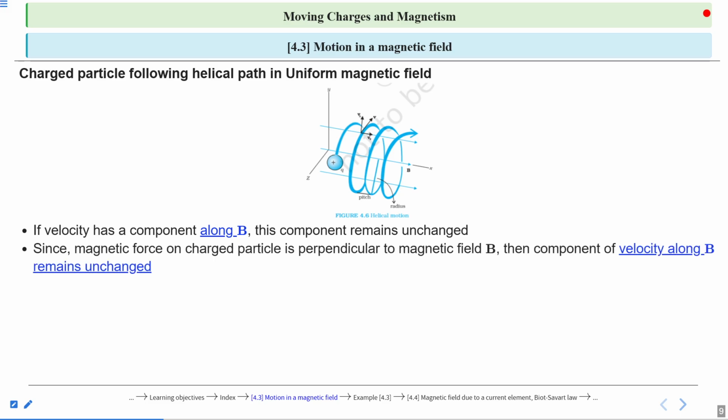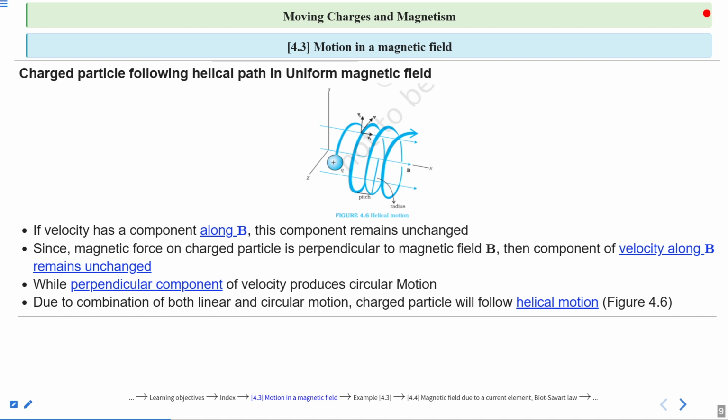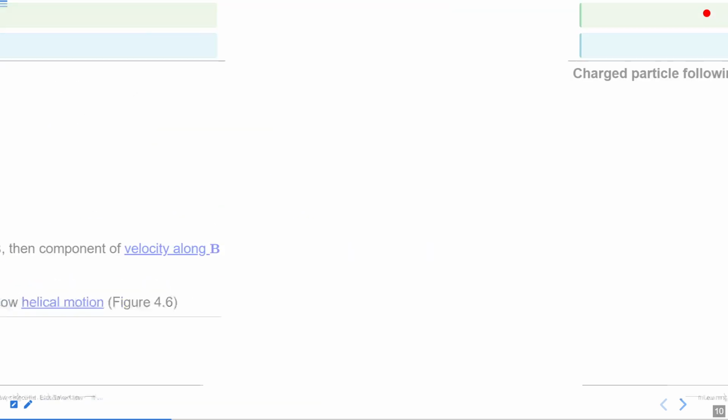Since the magnetic force on a charged particle is perpendicular to the magnetic field, the component of velocity along B remains unchanged, while the perpendicular component of velocity produces the circular motion. The linear motion is due to the parallel component of velocity. So due to the combination of both linear and circular motion, the charged particle will follow helical motion, as shown in figure 4.6.